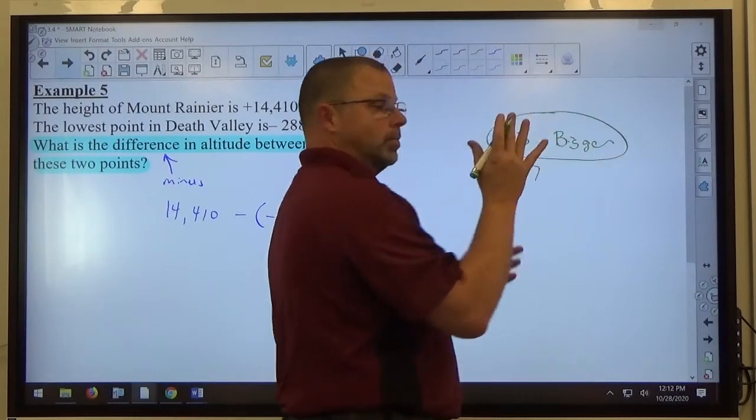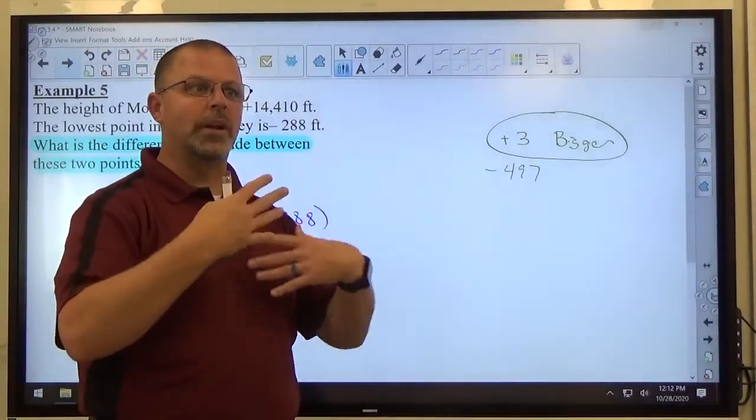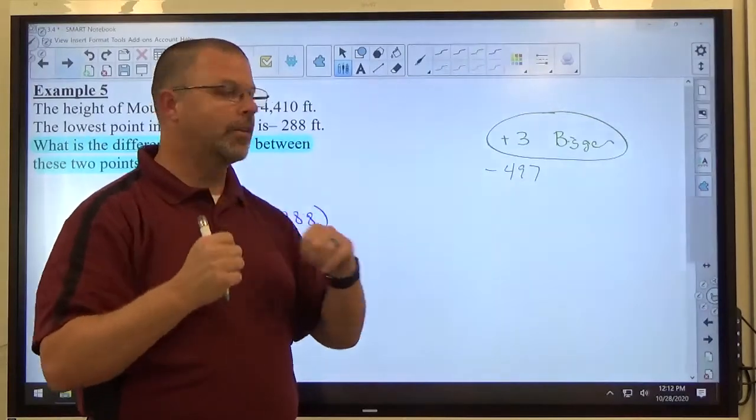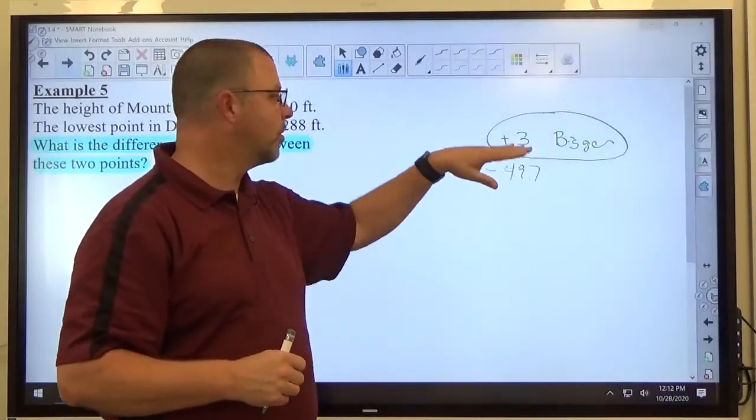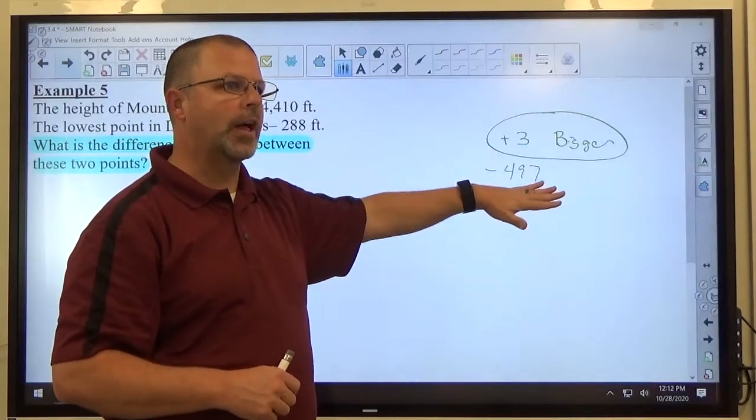If my numbers happen to be positive 3 and negative 497, this is the bigger number in general. Okay? This has the bigger absolute value, so when we're determining sign, if we came down to that, the 497 would determine the sign of the answer, but 3 is bigger than negative 497. Positive numbers are bigger than negative numbers always.